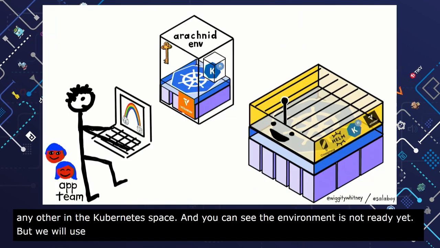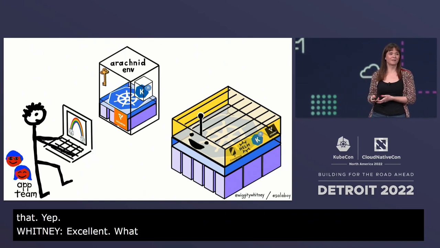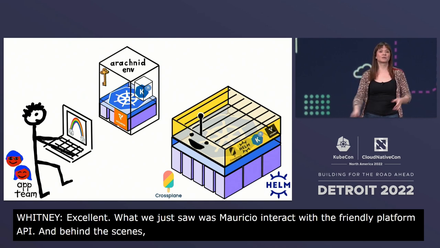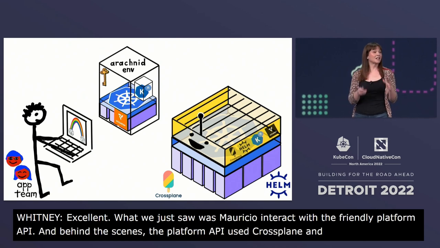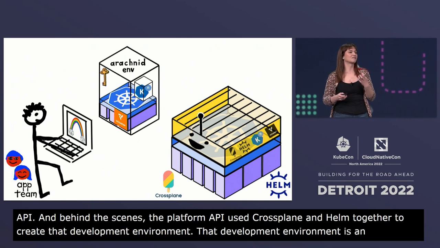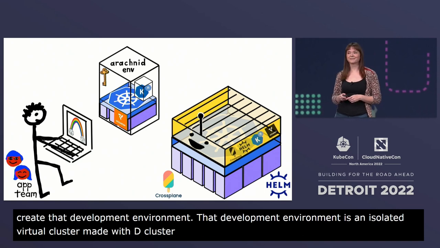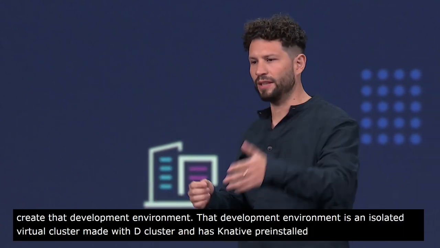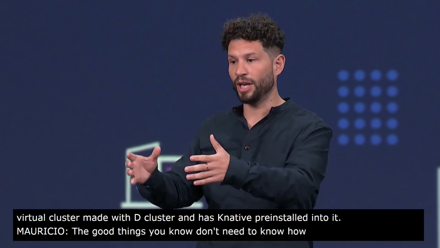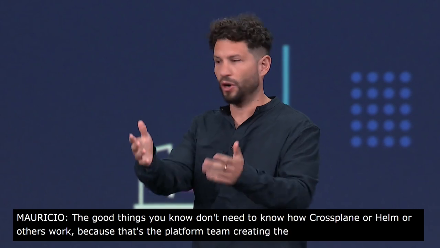Excellent. So what we just saw was Mauricio interact with the friendly platform API. Behind the scenes, the platform API used Crossplane and Helm together to create that development environment. That development environment is an isolated virtual cluster made with vCluster, and it has Knative serving pre-installed into it. The good thing is that you don't really need to understand how Crossplane, Helm, Knative, or vCluster work, because that's the whole purpose of having a platform API, a platform team creating these platform APIs that allow us to send a simple request to create a bunch of things for us.